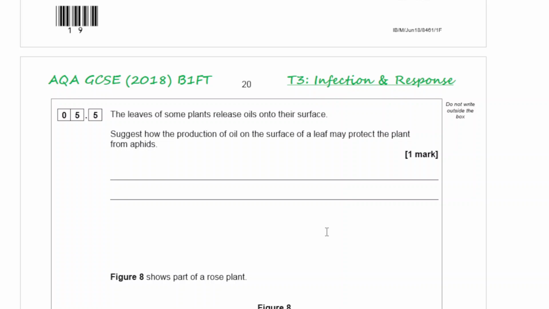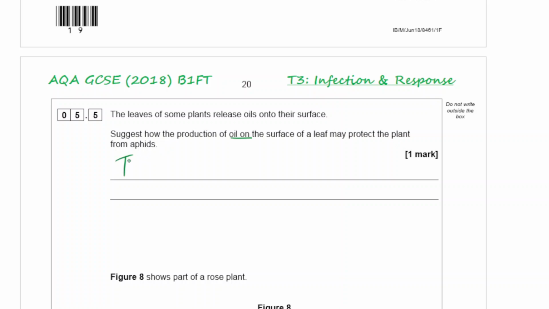The leaves of some plants release oils onto their surface. Suggest how the production of oil on the surface of a leaf may protect the plant from aphids. Now, when plants are under attack, it's not just from insects. There are some trees in Africa which release toxins that make the leaf bitter, so it stops elephants eating the leaves after some time. So this is basically coming from the oil. How the production of oil on the surface of a leaf may protect the plant.